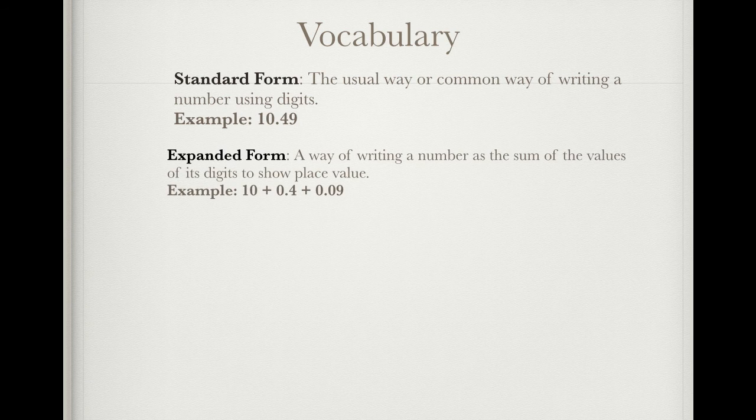Expanded form, a way to write a number as the sum of the values of its digits to show the place value. So for example, we have our whole number 10. Then we're adding our value, which is 4/10, and to that we're adding another value of 9/100ths.